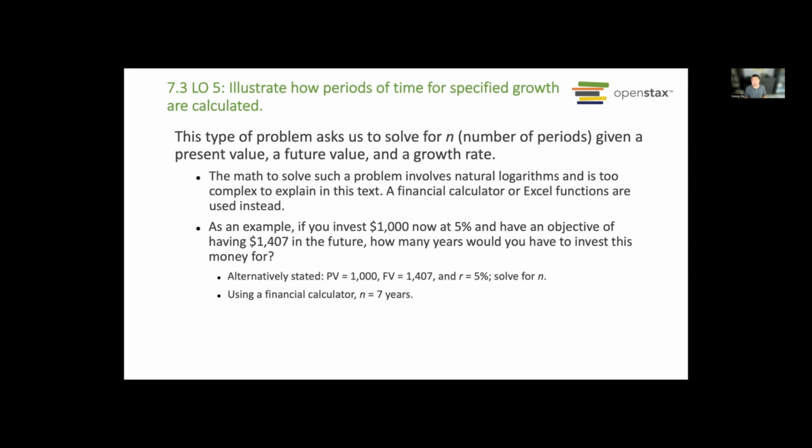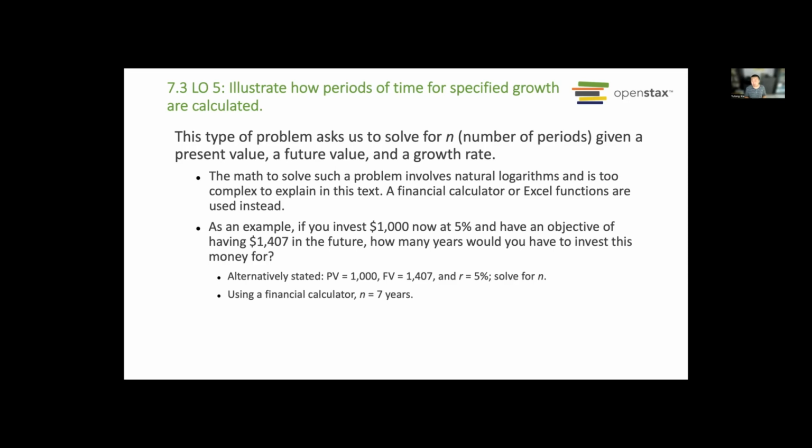We can also calculate the number of periods. The number of periods is pretty tough to calculate by hand because it involves some logarithm or log transformations. So as a result, a financial calculator or Excel functions are usually pretty straightforward. In this video, I'm not going to directly go through financial calculators. Instead, we're going to have a separate video on financial calculators. But what you can do in this specific example is that if you invest $1,000 at 5% and you want to get 1407 in the future, and you want to know how much time you need to get there, this is very important in retirement planning.